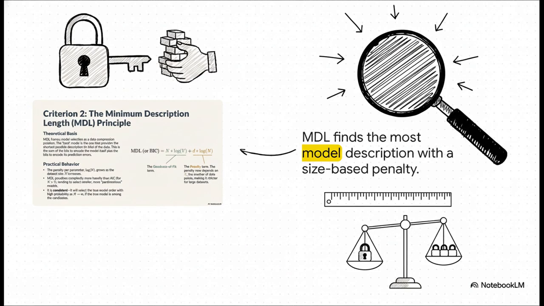Our second judge, the minimum description length principle, or MDL, is more of a purist. It comes from a totally different perspective. It frames this whole problem as one of data compression. It asks a really deep question. Which model provides the absolute shortest description of the data? The best model is the one that achieves maximum compression. Now, its penalty term is different. Notice it includes log of n, where n is the number of data points. This means its penalty gets stricter and stricter as you collect more data. It punishes complexity much more heavily than AIC, especially for big datasets, because it's on a quest to find the simplest, most plausible, true underlying system.